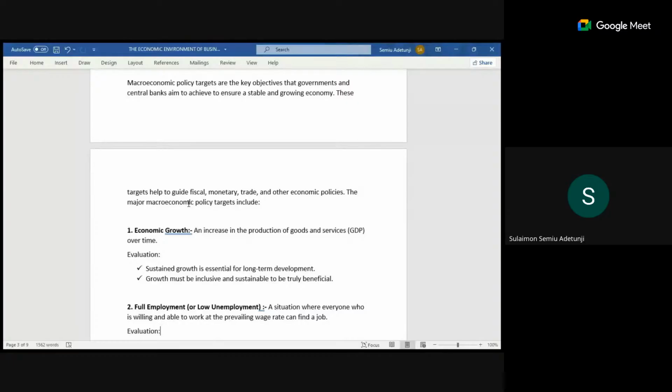Now, what are the things we need to look out for in every macroeconomic policy? You look at the economic growth. Economic growth of a macroeconomic policy is an increase in the production of goods and services. That is the GDP. You look at the sustainability of that growth. The growth we are witnessing today in this country, is it sustainable for the next 20, 30 years? Or is it something that we will only enjoy for the next 3 or 6 months?